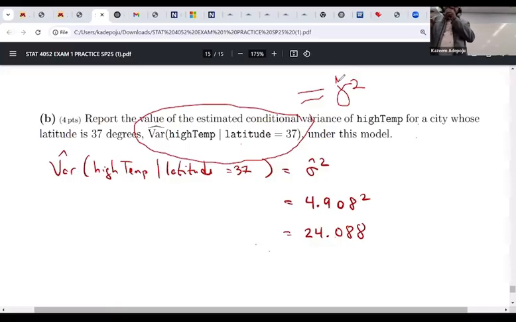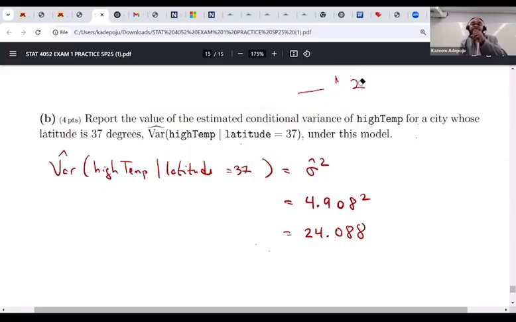Now, in the output, please pay attention. In the output, where am I going to see the estimate of the variance? I want to show you right now.